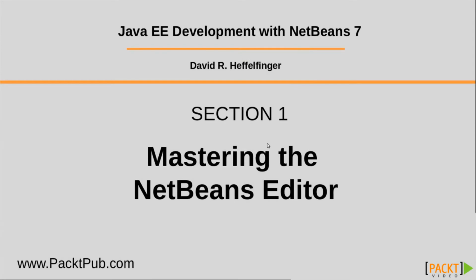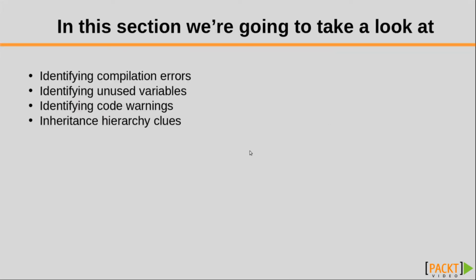Welcome back. In this section, we are going to talk about NetBeans visual cues. As we work with Java code, NetBeans will provide some clues as to what is going on with our code. Like, for example, if we have compilation errors, the lines that won't compile will be underlined with a red squiggly line. If we have unused variables, they will be underlined with a gray squiggly line. And if we have warnings, those will be underlined with a yellow squiggly line.